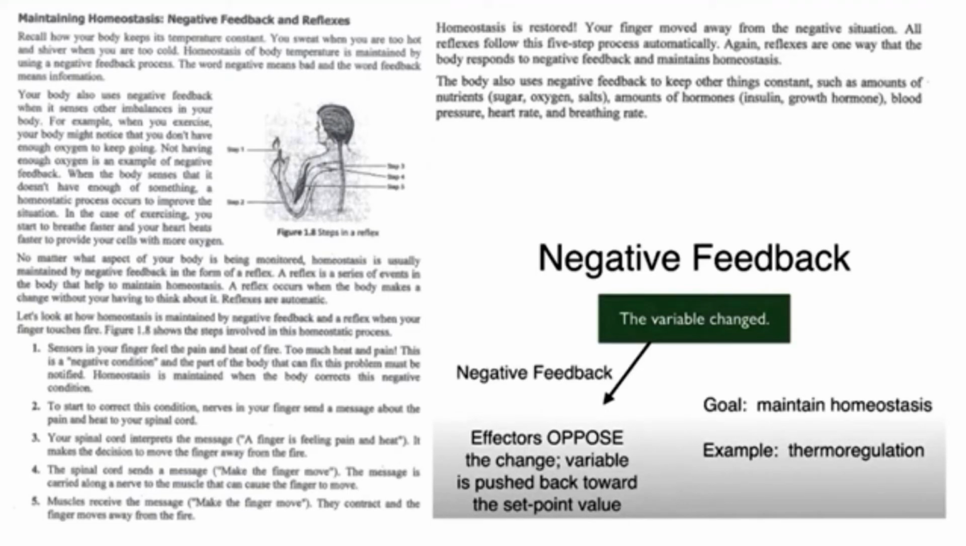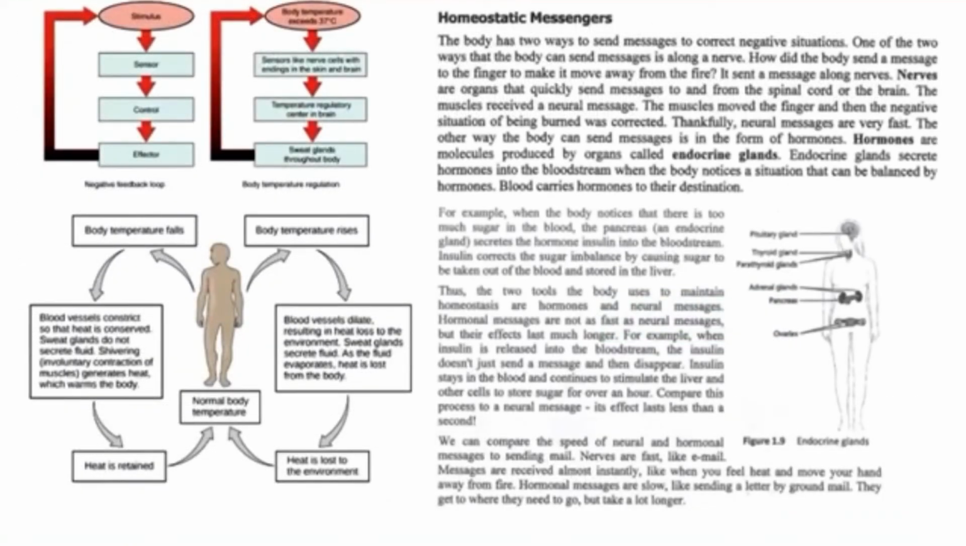The body also uses negative feedback to keep many things constant, such as amounts of nutrients, sugar, oxygen, amounts of hormones like insulin and growth hormone, blood volume, blood pressure, heart rate, and breathing rate. Homeostatic messengers: the body has two ways to send messages to correct a negative situation. One of the two ways is along a nerve.